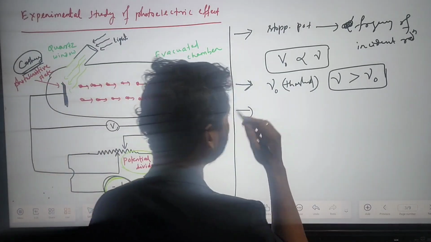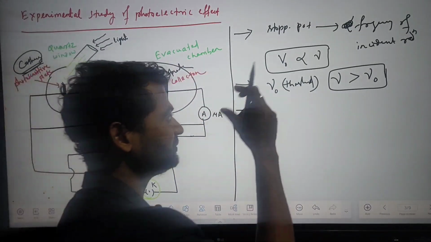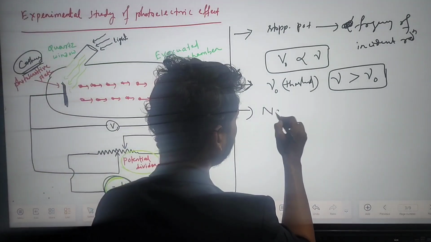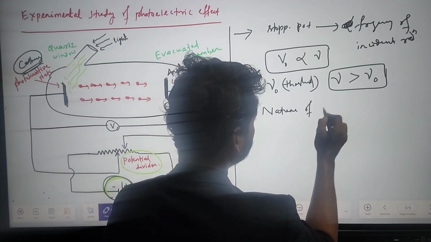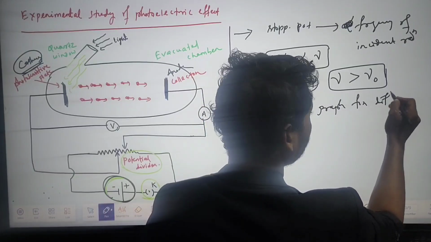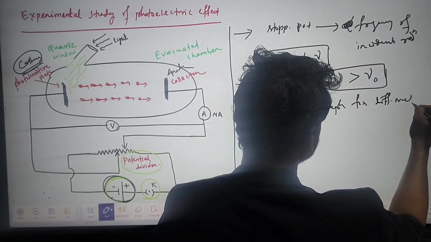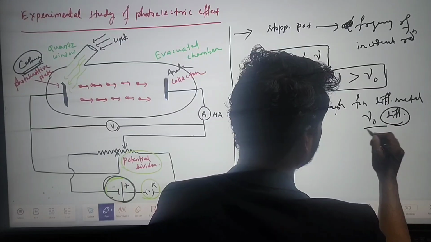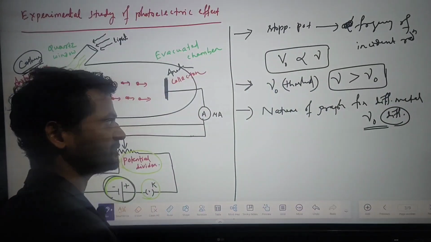And point number 3, for different metal you have different threshold frequency, but nature of graph will be same. The nature of graph for different photosensitive metal will be same, but mu naught is different. Mu naught means threshold frequency.